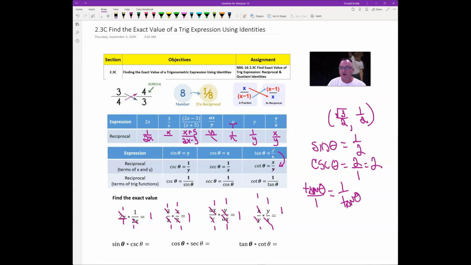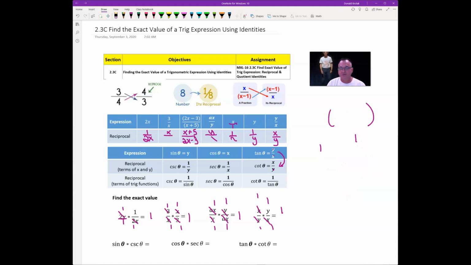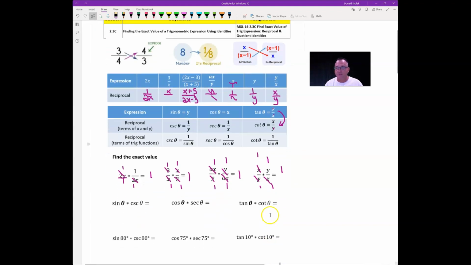All right, now what we're going to do is the same thing we did right above this here. When we take a value and we multiply it by its reciprocal, we know that it's going to equal 1. So if I look at this, sine and cosecant are reciprocals of each other, just like above it, 2x and 1/2x.